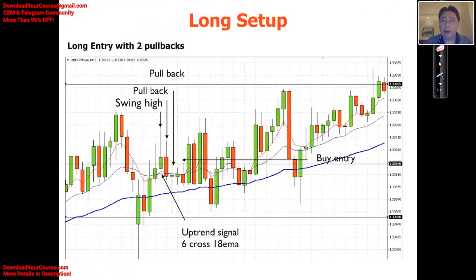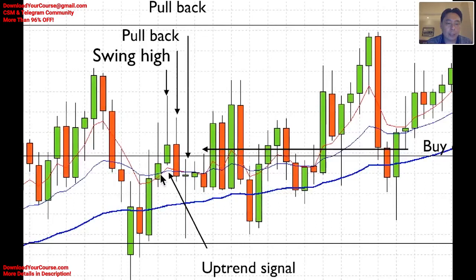So this is pound franc. This is 50-minute candles, and again, let's take a look at the pattern. Over here, we have got the 6 crossing above the 18 again, the red line crossing above the blue line, and right after the cross, we have got the swing high candle. Can you see? That's a swing high candle. Right after the swing high candle, what must happen? That's right, you must have a pullback or an inside bar. If the next candle makes a new high, it's not a valid setup.